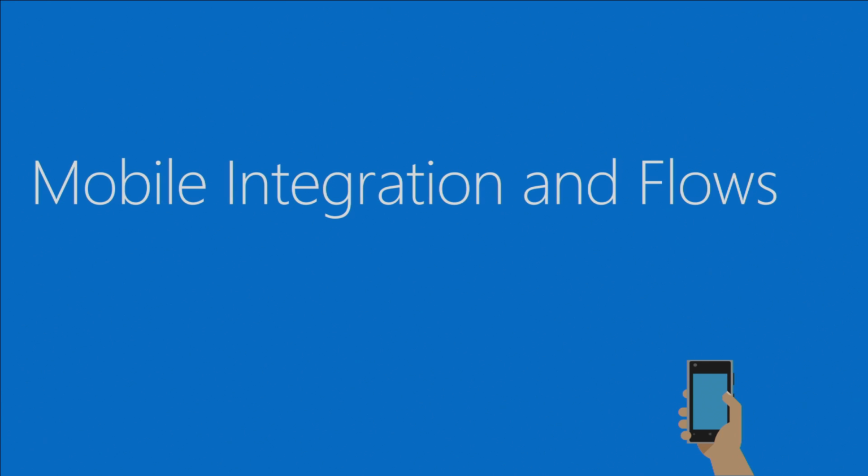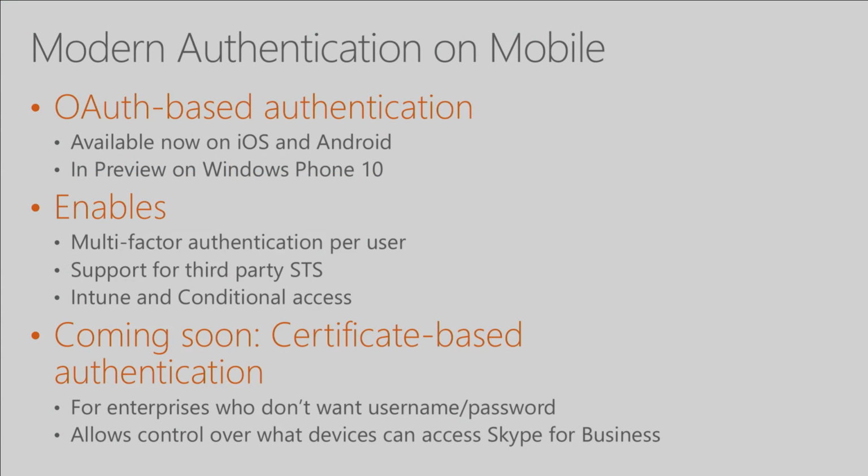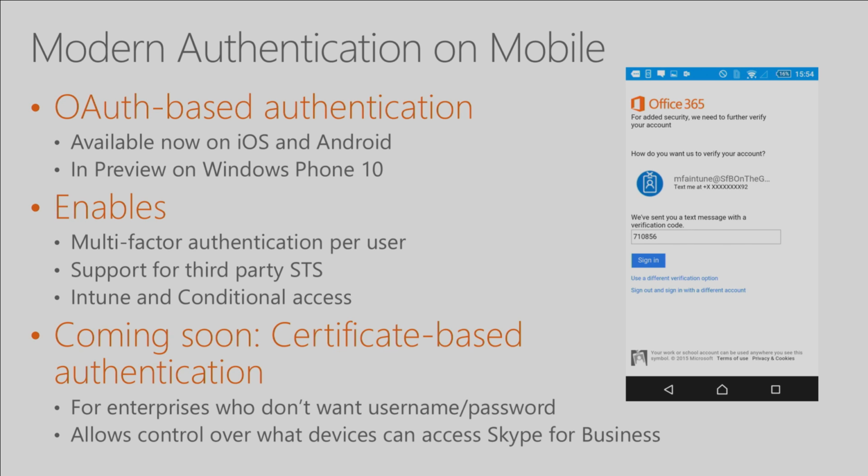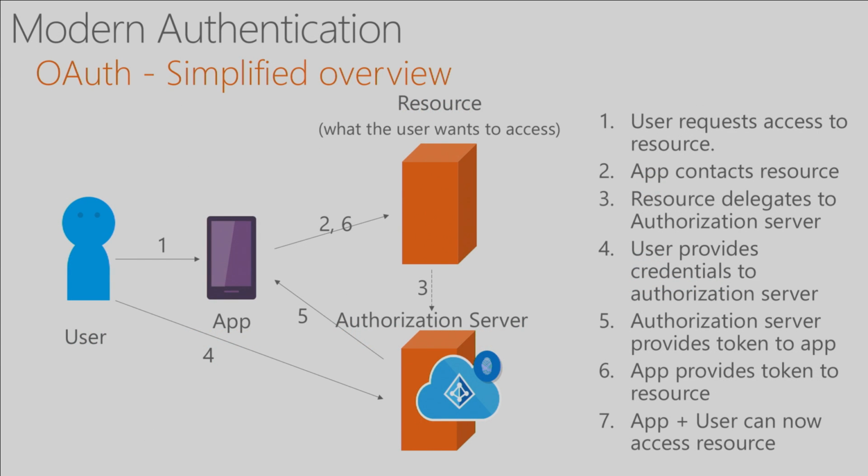So let's look at some of the flows and what's going on behind the scenes. As you can see, this is an overview of the modern auth user flow, essentially what's happening behind the scenes in terms of token exchanges and the resources. I have the user, the app, the resource, which is the app which the user wants to access, and the auth server.